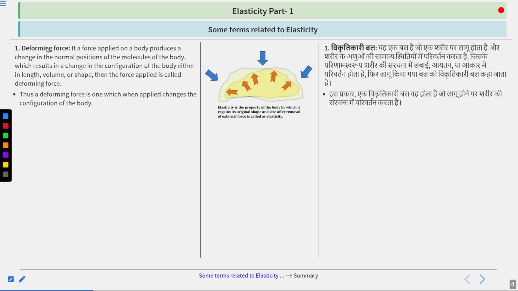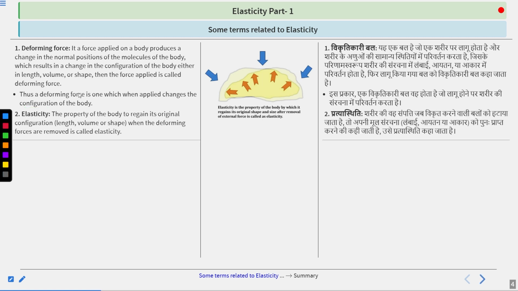Thus a deforming force is one which, when applied, changes the configuration of the body. As I've told you, you see a solid circular shape. Once you apply the crushing or deforming force, what will happen? The normal configuration of that circular ball will change into a flat spherical ball.